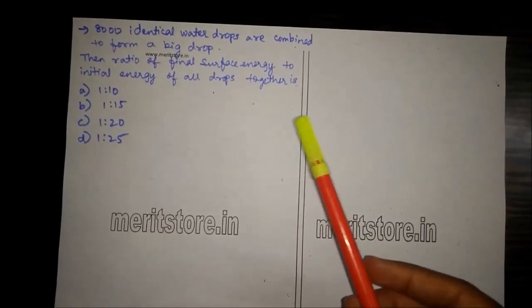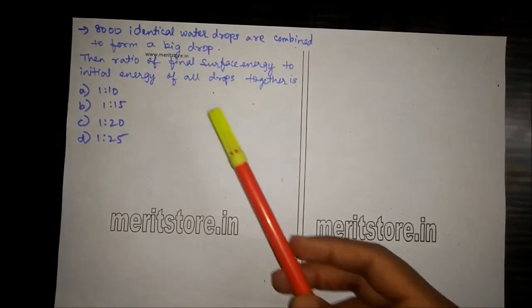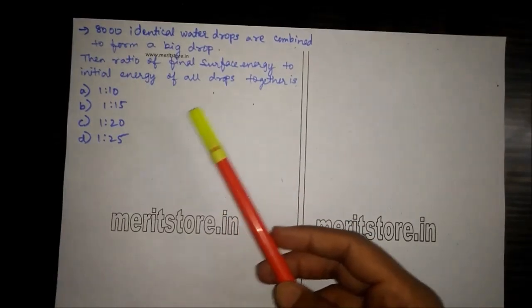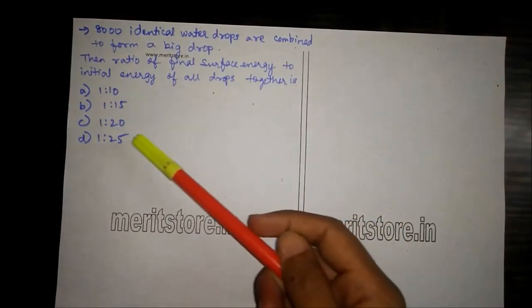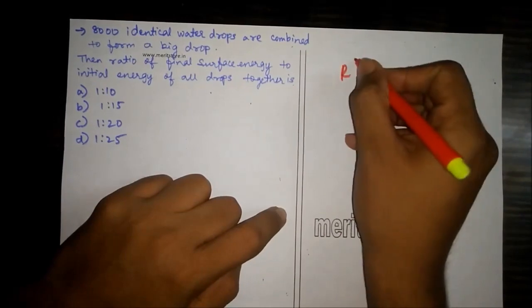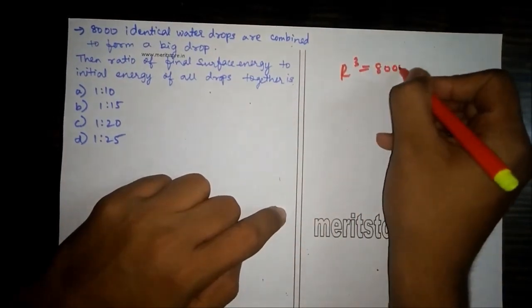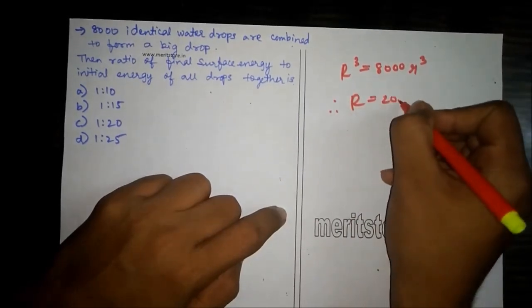8,000 identical water drops are combined to form a big drop. Then the ratio of the final surface energy to the initial energy of all the drops together is 1 is to 10, 1 is to 15, 1 is to 20 or 1 is to 25. Now as the volume remains constant, R cube, capital R cube, is equal to 8,000 into the small r cube. Therefore capital R is equal to 20r.